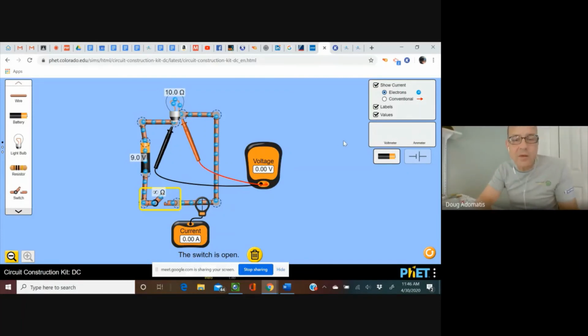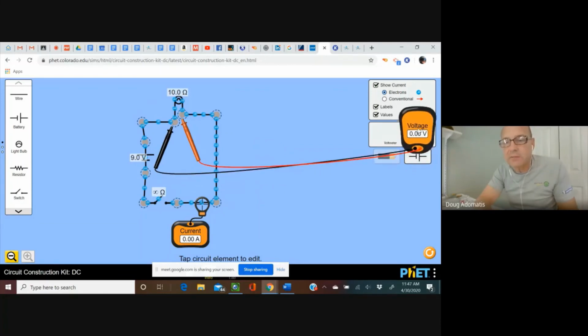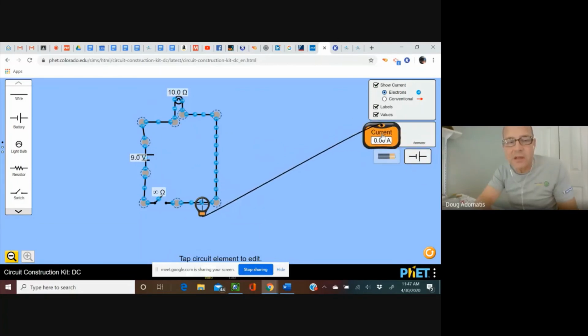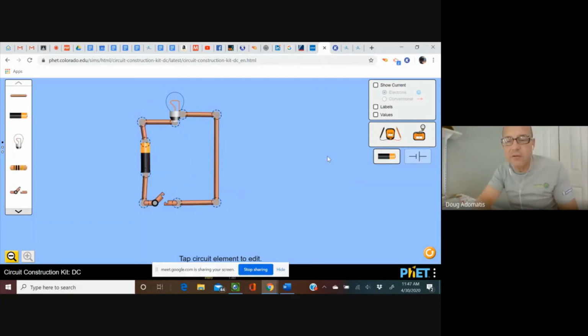So I want you to experiment with this. Now watch. This is a more realistic view of what a battery and wires look like, but click this button and it looks like a schematic. So you put that away, close out some of these values and labels, show electric current. That is what I drew when I drew my circuit, see? So there's a schematic representation and a real representation.